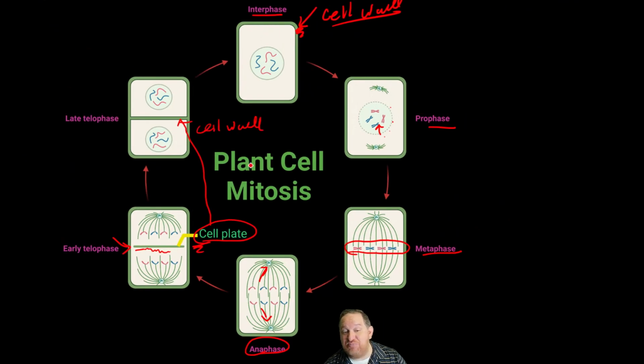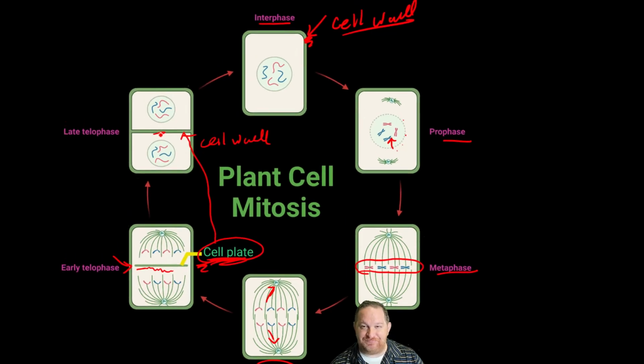So that's the big difference. We don't see a cleavage furrow in plant cells. We see a cell plate start to form, so that will form the new cell wall.